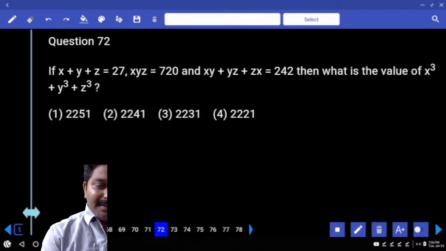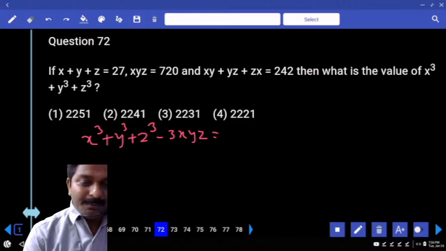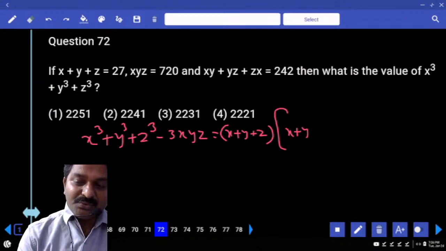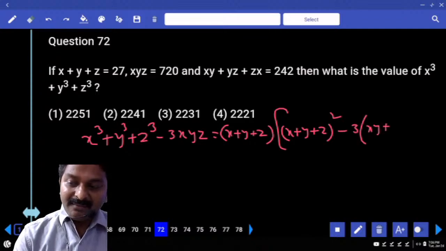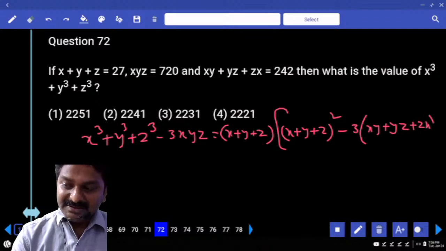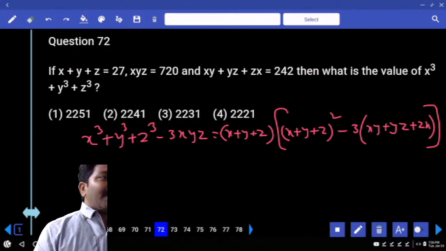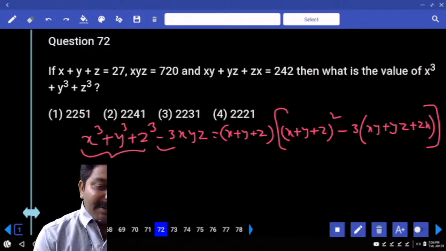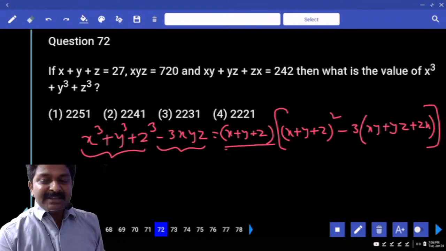Usually you know the formula, right? x cube plus y cube plus z cube minus 3xyz is equal to (x plus y plus z) into ((x plus y plus z) whole square minus 3 times (xy plus yz plus zx)). You don't have to use it. I mean to say you don't have to follow the entire simplification. Out of this we were asked to calculate x cube plus y cube plus z cube. That means minus 3xyz goes to the other side, right? Right now, x plus y plus z, how much is that?